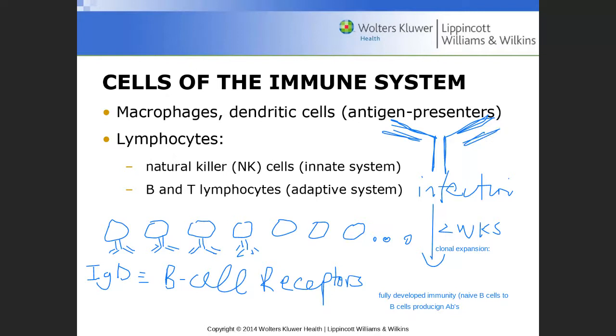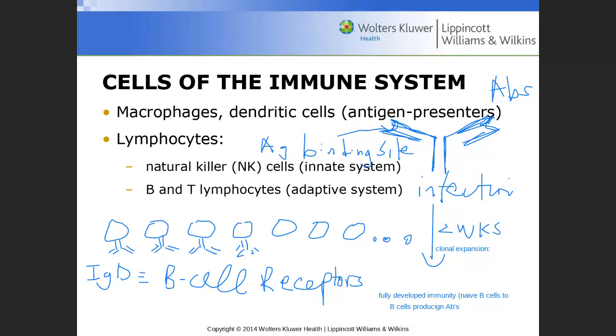The pocket that is formed between the heavy and the light chains is known as the antigen binding site. I'm just going to write it as AG binding site. Every immunoglobulin will have two antigen binding sites. There's another one over here as well, ABS for the antigen binding site.